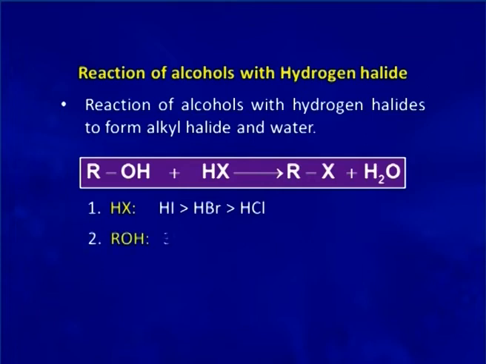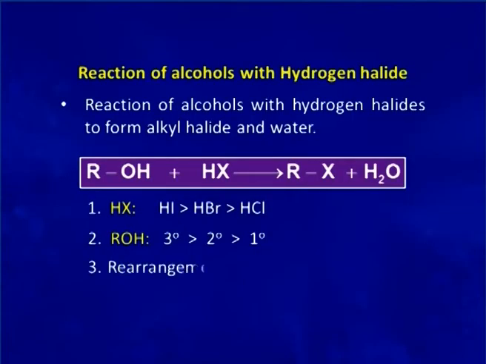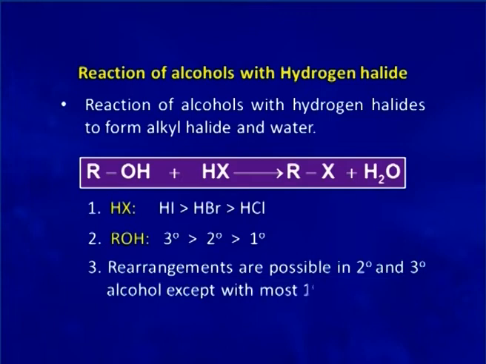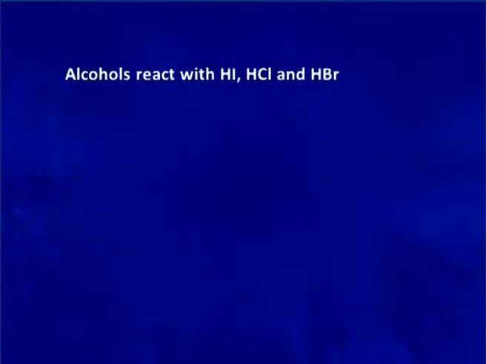Similarly, the tertiary alcohols are most reactive towards this reaction, then secondary alcohols and then primary alcohols. We will see later on, when we discuss the mechanism, that rearrangements are possible in secondary and tertiary alcohols, but are not possible in most primary alcohols. Alcohols react with HI, HCl and HBr as we have discussed in the earlier slide.